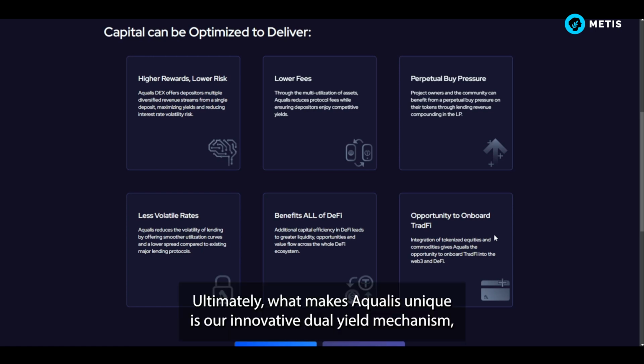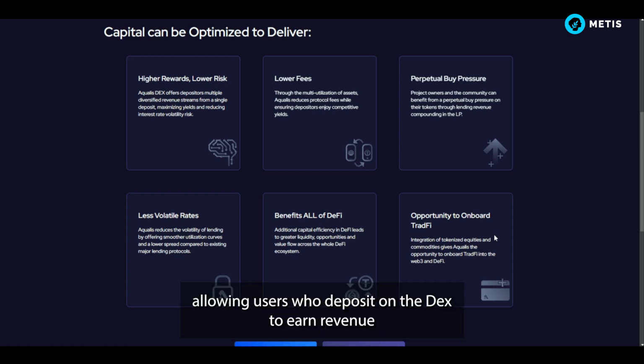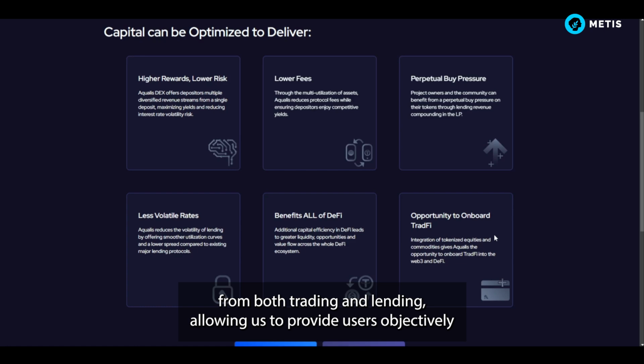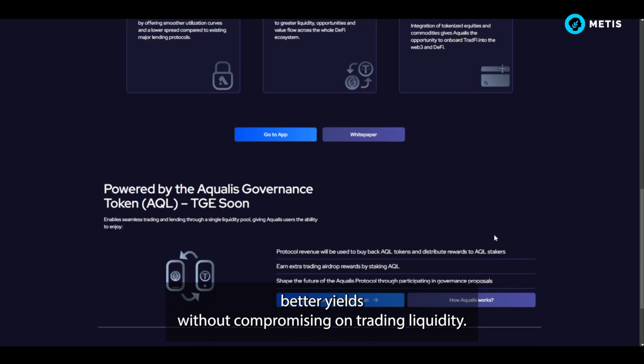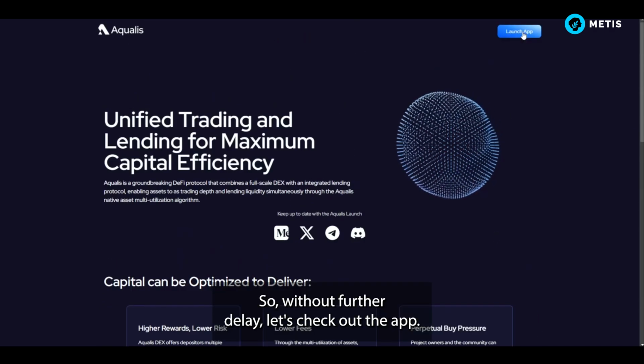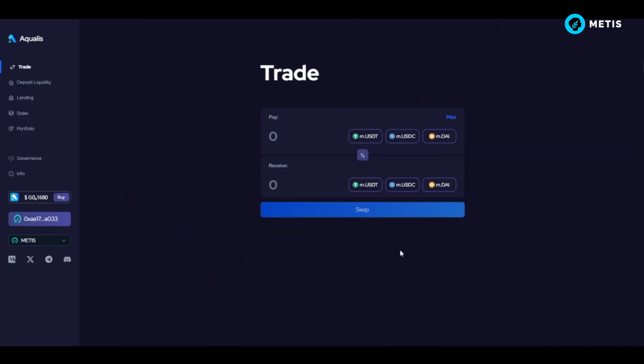Ultimately, what makes Aqualis unique is our innovative dual yield mechanism, allowing users who deposit on the DEX to earn revenue from both trading and lending, allowing us to provide users objectively better yields without compromising on trading liquidity. So without further delay, let's check out the app.